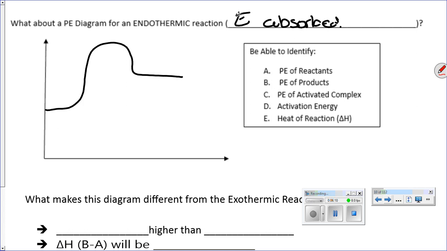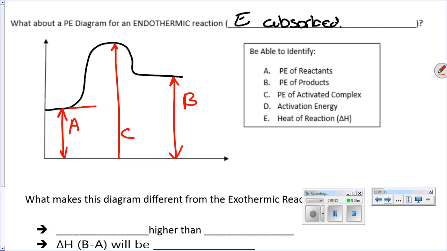We should still be able to look at our potential energy of our reactants, our potential energy of our products, the energy of the activated complex, the amount of energy being put in, which is going to be our activation energy. And finally, we should also be able to look at the heat of reaction. I'll do that in blue to make it stand out. That's the difference between here and here, and we'll indicate that with E.